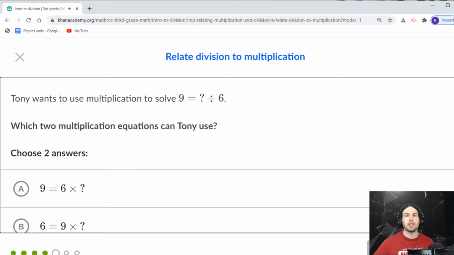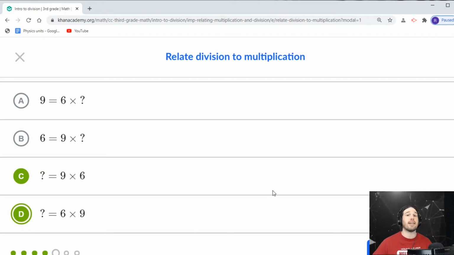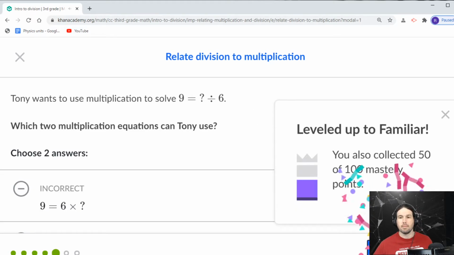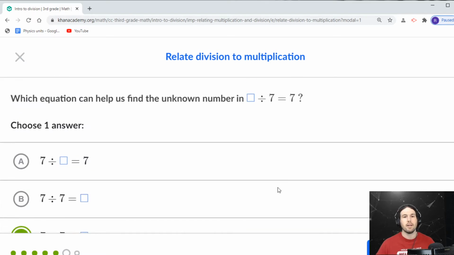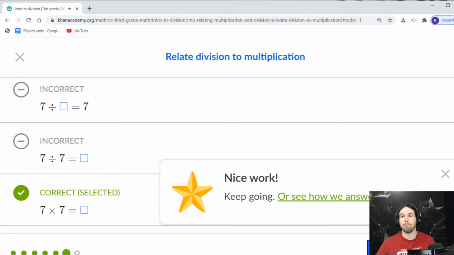Tony wants to use multiplication to solve 9 equals blank divided by 6. So we are going to take 9 times 6 or 6 times 9 to find the number that we would have to divide by 6 to make 9. Which equation can help us find the unknown number in blank divided by 7 equals 7? Well, again, if I have a number that I need to divide by 7 to make 7, then I would take 7 times 7 to figure out what that mystery number is, which is 49, by the way.